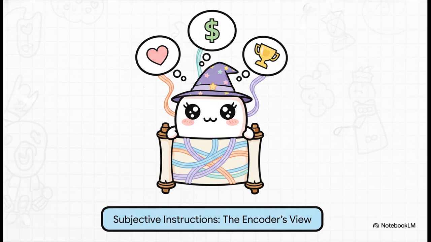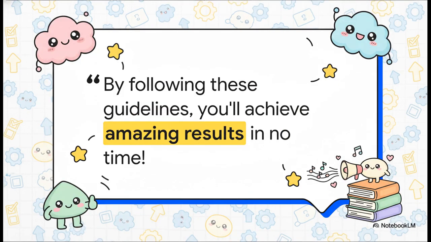So let's dig into this subjective type first. With these instructions, it really matters who is doing the telling. The speaker's personality, what they want, their goals, it's all woven right into the command. Here is a classic example. This sounds helpful, right? Maybe even encouraging. But make no mistake, it is an instruction. It's a super persuasive style that hides the command, follow these guidelines, inside a promise of some amazing benefit.